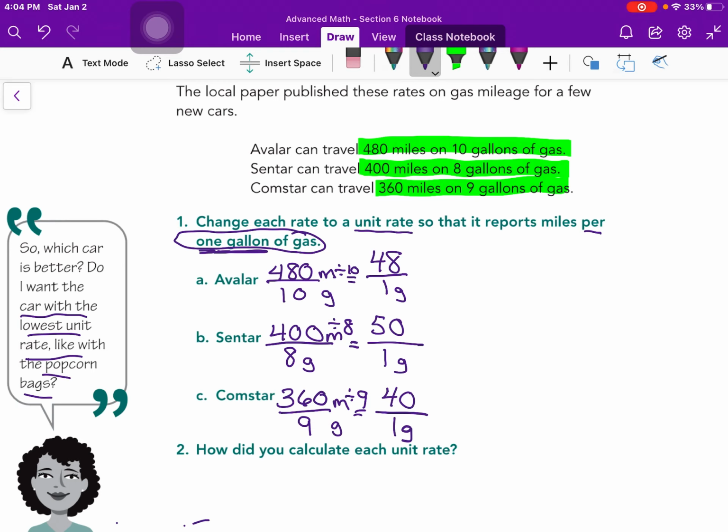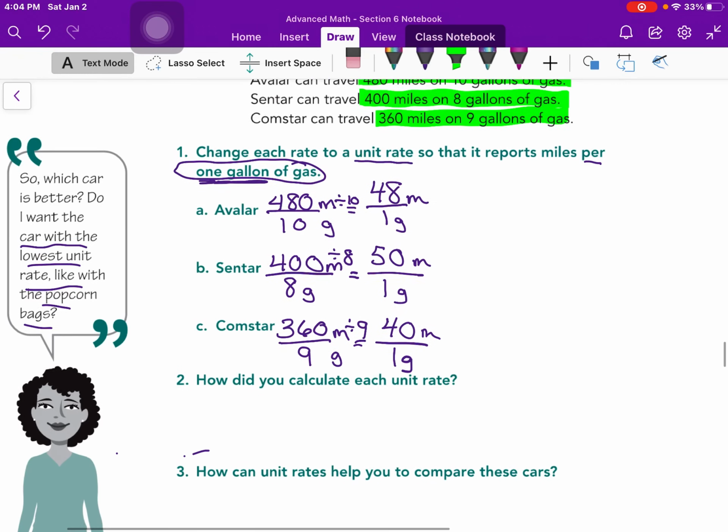gallons. So the Avalar gets 48 miles per gallon. The Centaur gets 50 miles per gallon, and the Comstar gets 40 miles per gallon. Which one is the best car, the best mileage? What do you want to achieve? Do you want to try to go as far as you can on as little gas as possible? Probably, right? Let's answer these questions.